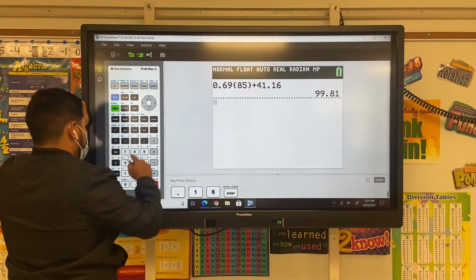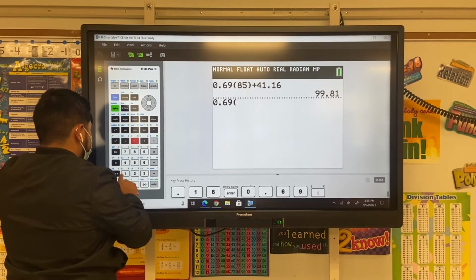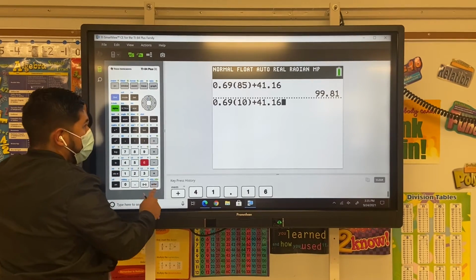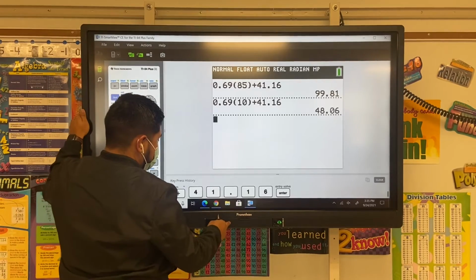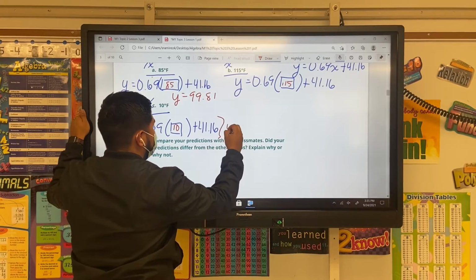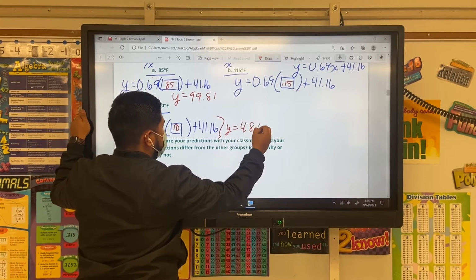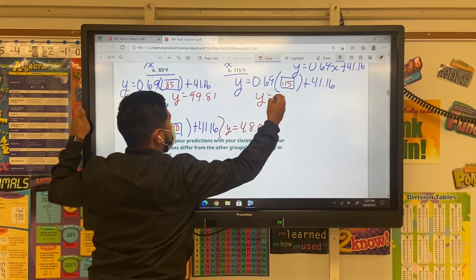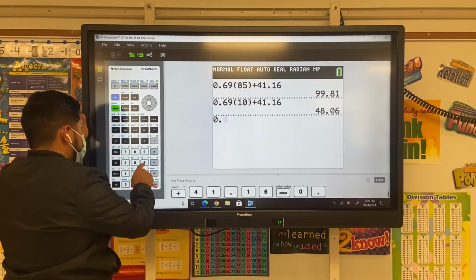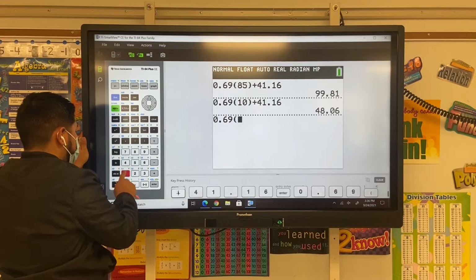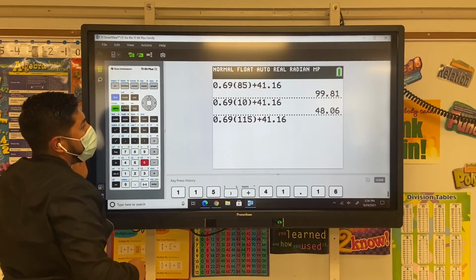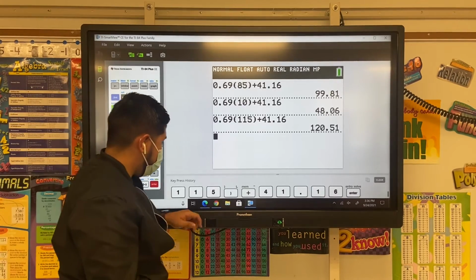Good. Next one is 10. Same thing. 0.69 parentheses 10 plus 41.16. 48.06. That's for this one. Y equals 48.06. And my last one for this one, 115. 0.69 parentheses 115 parentheses plus 41.16. Enter. 120.51. Okay.